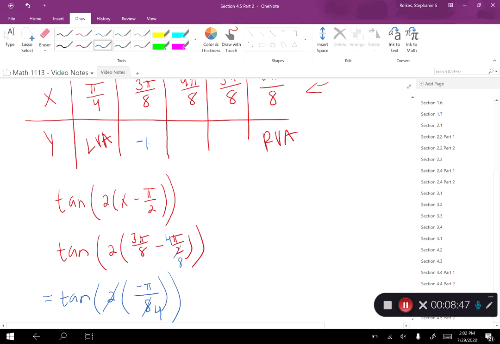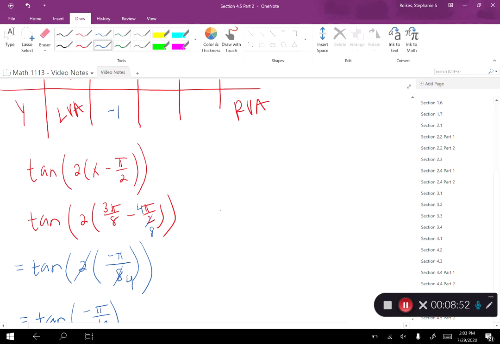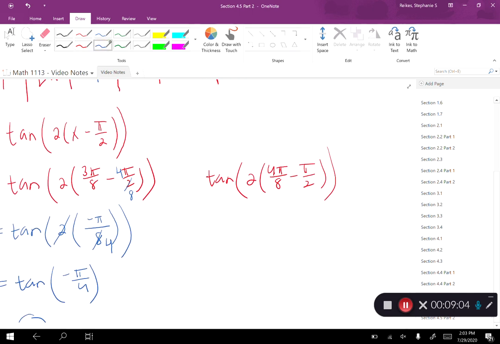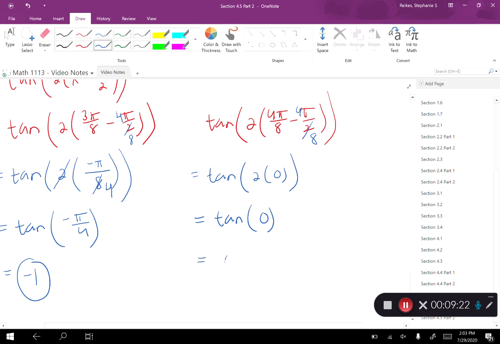So negative 1 there. All right, plugging in 4 pi over 8 next. So tangent of 2 times 4 pi over 8 minus pi over 2. Again, looks like I'm going to need a common denominator. Common denominator 8. This guy is 4. I'm going to get tangent 2 times 0. So that's tangent of 0. And tangent of 0 is 0.